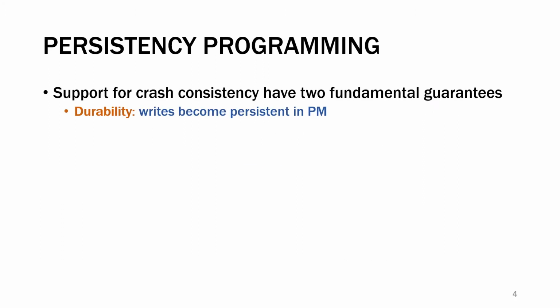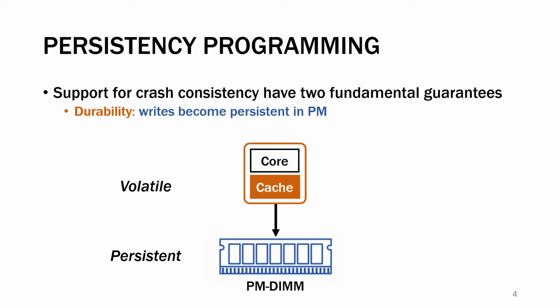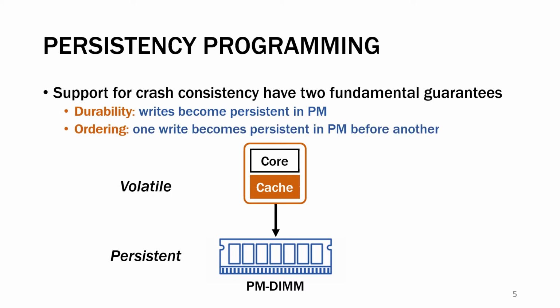There are two fundamental guarantees for programs to ensure crash consistency. The first guarantee is durability, that is, a write can become persistent in memory on demand. In this example, the processor is volatile and the memory is persistent. So the program needs to issue a flush instruction so that it can write back the data to persistent memory and make it durable. And the second guarantee is ordering, that is, one write becomes persistent in persistent memory before another. In this example, if there are two cache lines, the first one needs to be written back. After it's persisted, the second one can be written back.